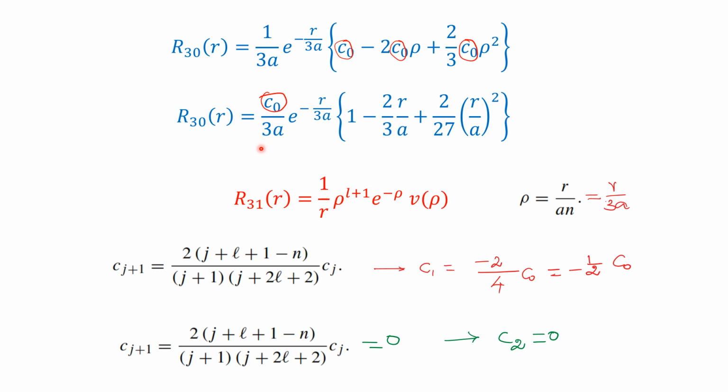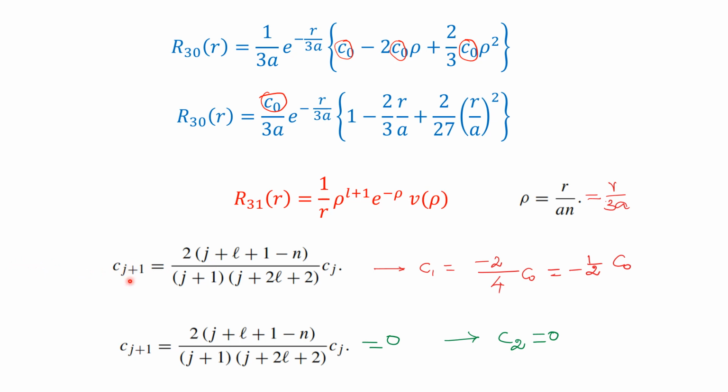Similarly, next we will see the wave function for R31 in a similar manner. Here there is a change. The n value is the same, but the L value is 1 instead of 0, which by definition is equal to 1 over R, rho power L plus 1, into e power minus rho multiplied by V of rho, where rho is R over nA. Here n is 3, so this will be R over 3A.